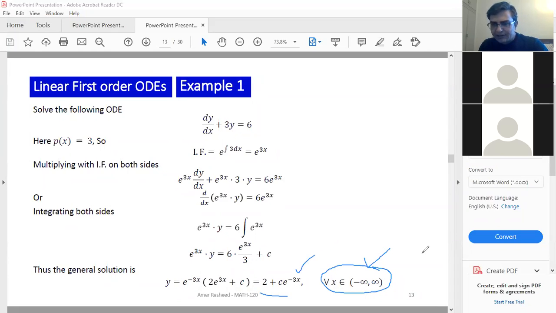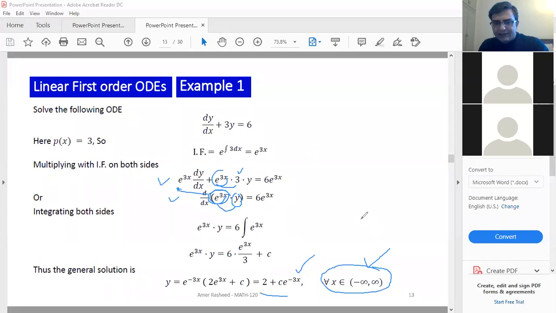There is a question in the chat window. Can you repeat the calculation in step 3? This one. So d by dx of the product of this function is what? You take this function as it is. You take the derivative of y, which is dy by dx. And now here you take the derivative of e raised to the power 3x, which is e raised to the power 3x times 3. I hope you know how to take the derivative of e raised to the power 3x.